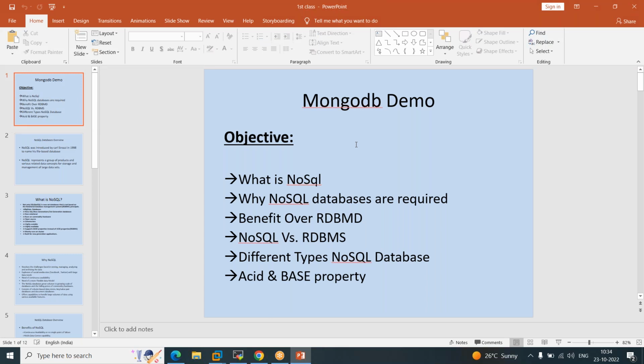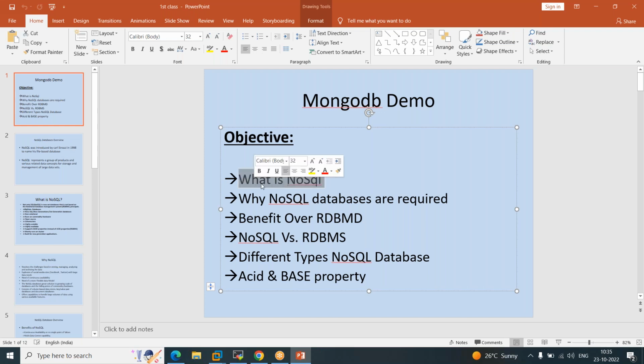Just try to follow. First, what is NoSQL? In fact, we will talk about that in the next slide itself. Basically, NoSQL technologies started becoming popular since 2010. In fact, before that, there was no market. Why it is so, I'll give a justification as we move on, why before that we did not have much popularity for NoSQL technology.